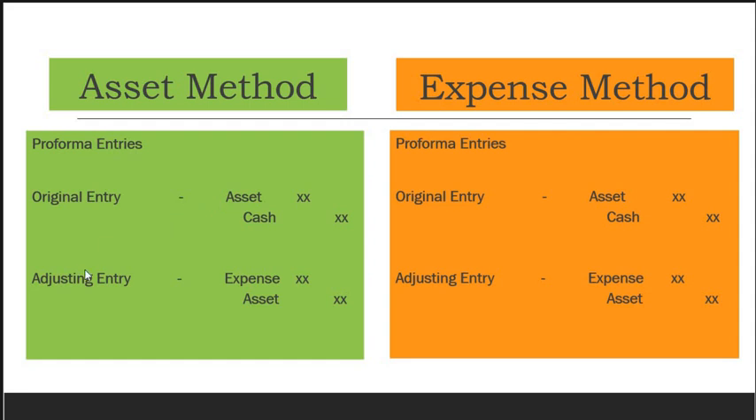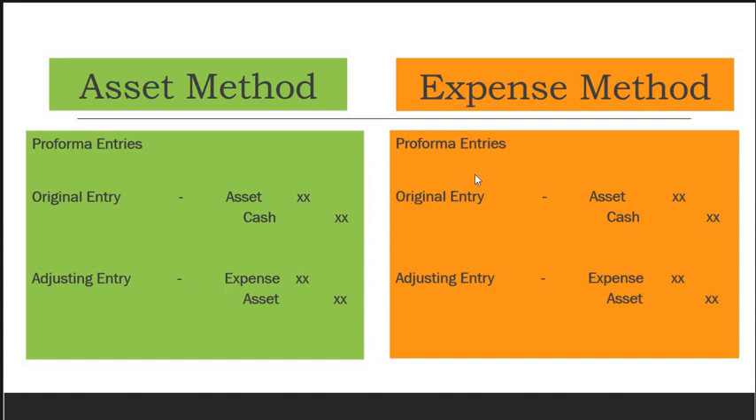Okay? Now, pagdating ng adjusting entry, kapag asset method ang ginamit, ito yung ating pro forma entry. Magde-debit tayo ng expense, tapos magka-credit tayo ng asset. So, just take note that kapag asset method ang ginamit sa original entry, pagdating ng adjusting entry, hahanapin natin yung expense part. Dapat i-compute natin, i-determine natin kung magkano na ang expired portion or yung nagamit na portion ng prepaid asset mo.